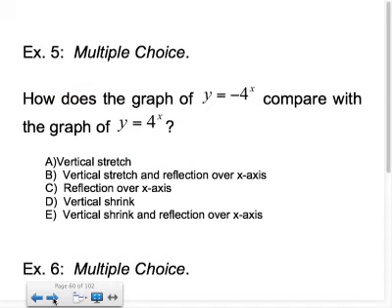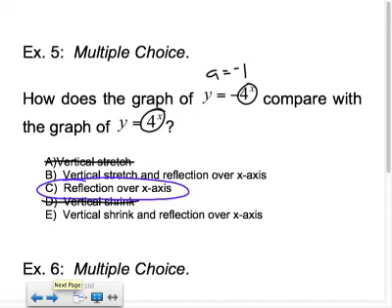Okay, example 5, same idea. Now you'll look at the guy in front, so you have negative 4 to the x. So in other words, your A value here is negative 1. So it's negative, which means automatically there's a reflection. All right, and so I know D can't be a choice. I know A is not the right choice. And then I say, well, it's equal to 1. Okay, so there is no stretch or shrink. The absolute value of negative 1 is positive 1, so there's no stretch or shrink. Therefore, the only thing we have here is, very simply, a reflection over the x-axis.